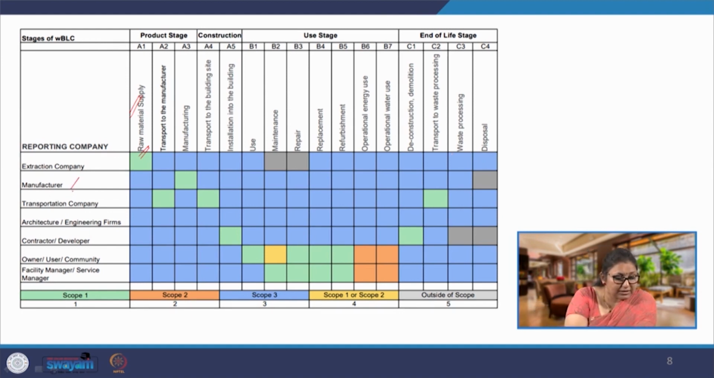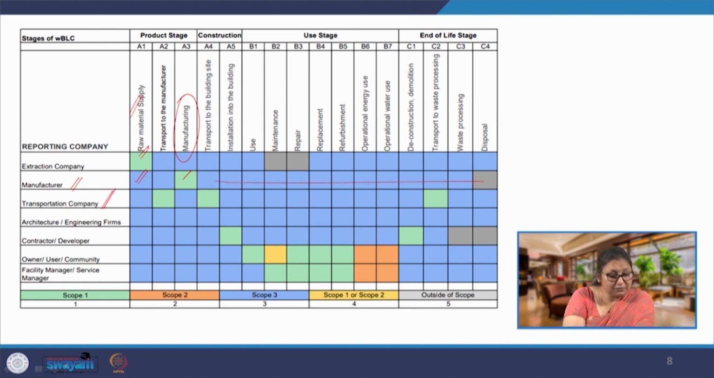Now, if we are looking at the manufacturer, all the direct emissions that come from manufacturing are the scope 1 emissions. The ones from raw material extraction and supply, and also transportation to the manufacturer, if it is done by a third party or the extraction company, are going to count as scope 3 upstream, and the rest of it is going to count as scope 3 downstream.